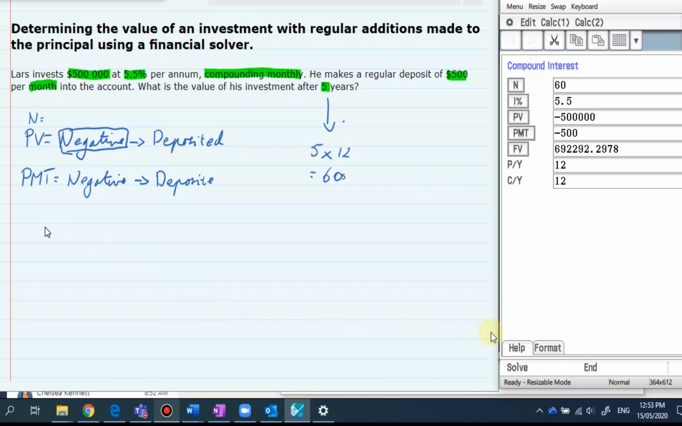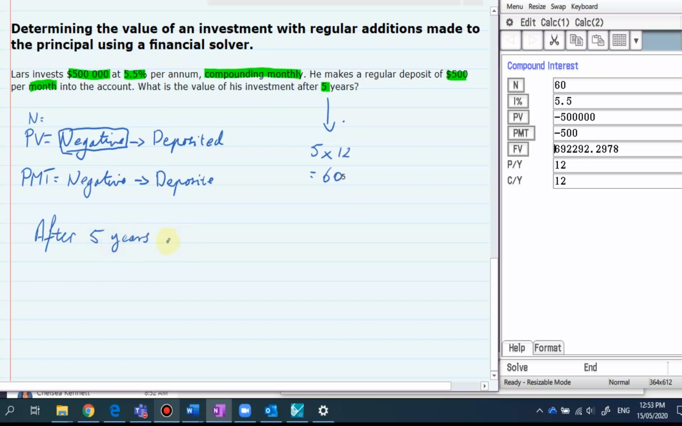So after 5 years, Lars will have $692,292, and the 7 rounds up. So we can see there the 7 rounds the 9 up, which rounds the 2 up. So, and 30 cents. Okay. So that's how to use your financial solver to come up with the solution to a problem like that.